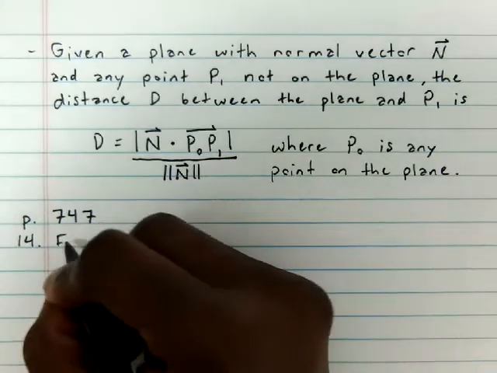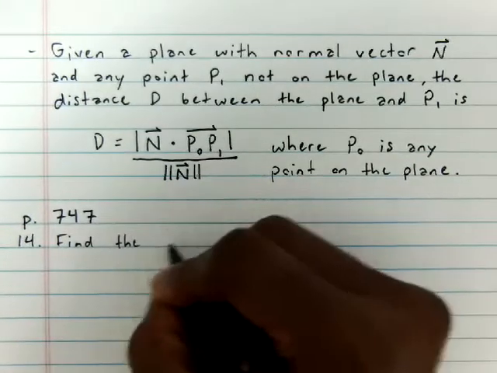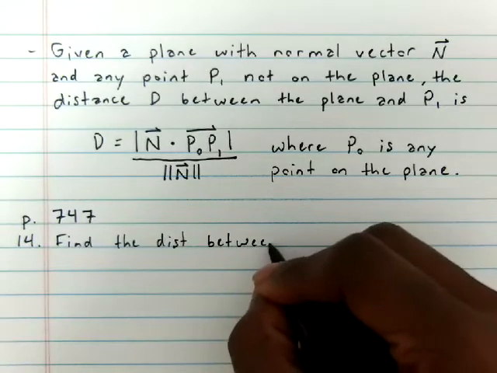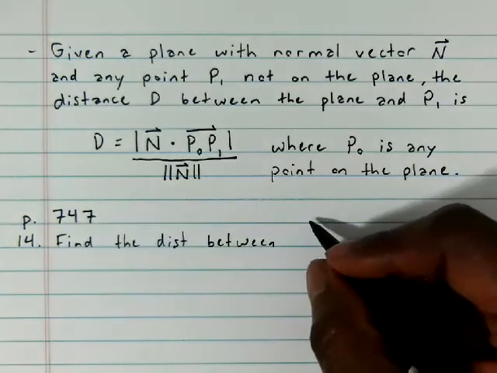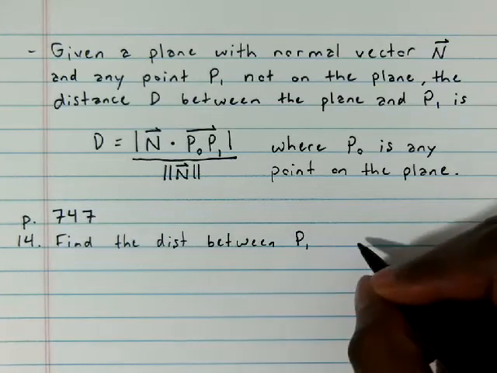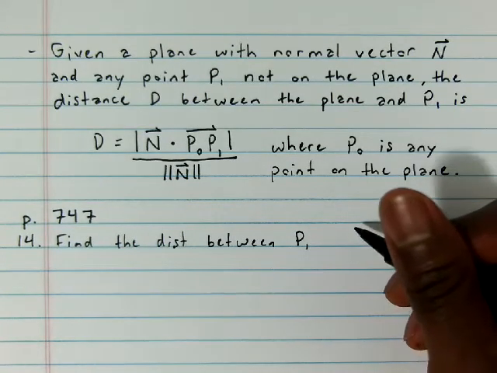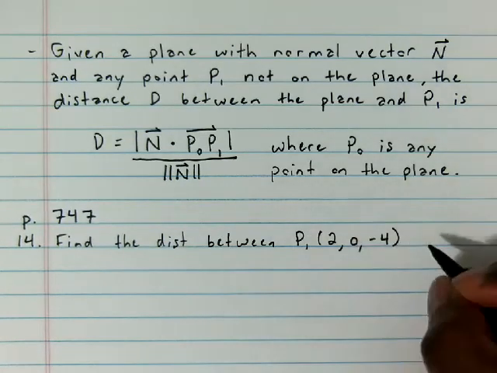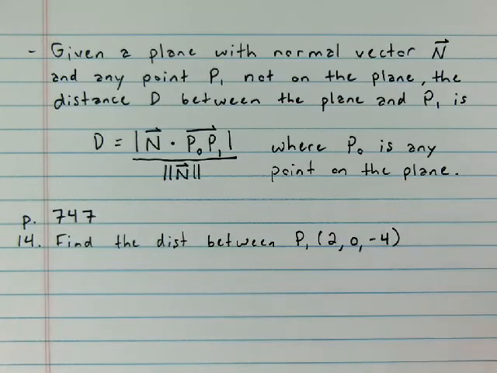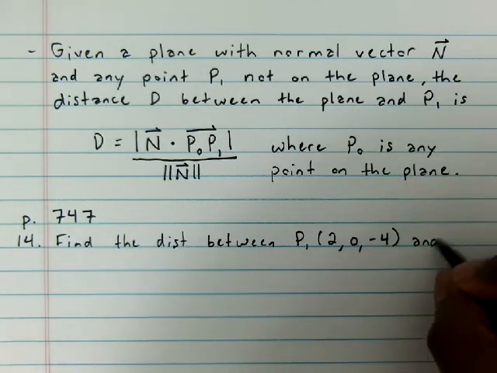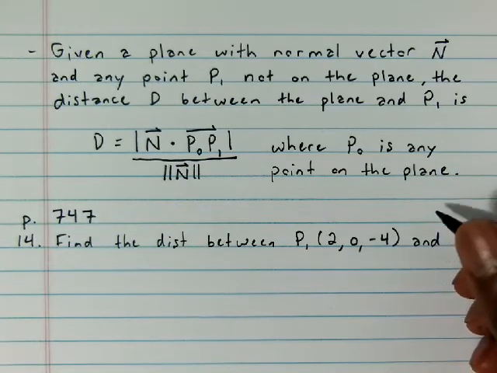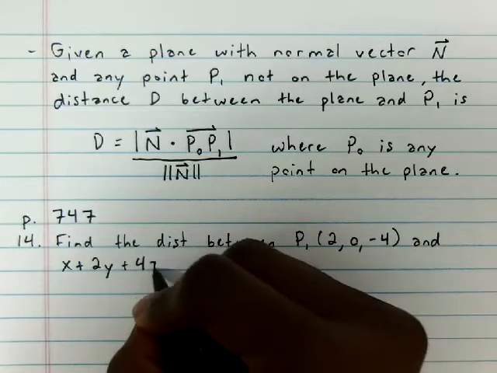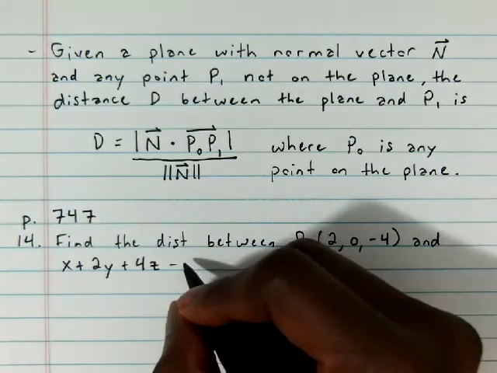All right, find the distance between, so they give us a point. This is the point that's not on the plane, so we're going to call it P1, which is 2, 0, negative 4. And the plane x plus 2y plus 4z minus 3 equals 0.